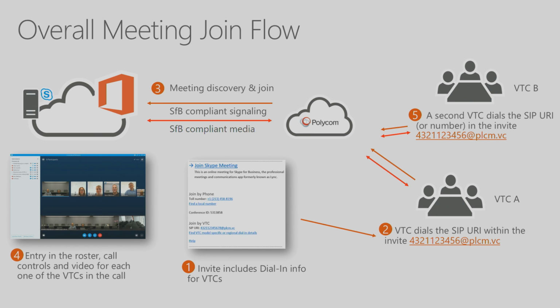Adam: Thanks, Albert. So just to walk through what goes on behind the scenes when we're dialing into a meeting. The first thing that happens is we have that invite, which Albert showed you. One of the ways it can be joined is by dialing the specific number, which would be the tenant ID plus the conference ID dedicated to the video interop meeting. In this case, we have two endpoints, VTC-A and VTC-B, that have dialed into that meeting. They dial into the Polycom service hosted in Azure.